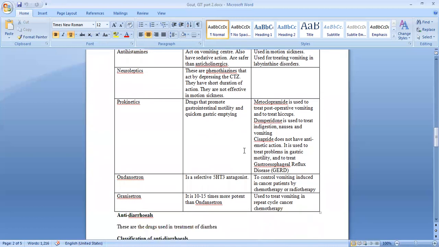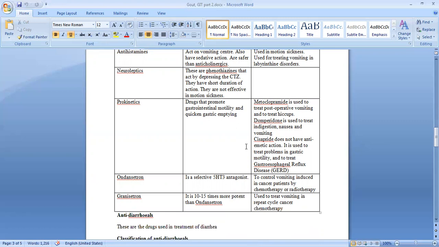Then the newer molecules, ondansetron, is a selective 5-HT3 antagonist, and it is mainly used. It has very strong antiemetic action. We know that cancer patients who are on chemotherapy or who undergo radiotherapy will have severe nausea and vomiting as a side effect of that therapy. So to control the vomiting induced in these patients, we make use of ondansetron. Then the other drug in that category is granisetron.